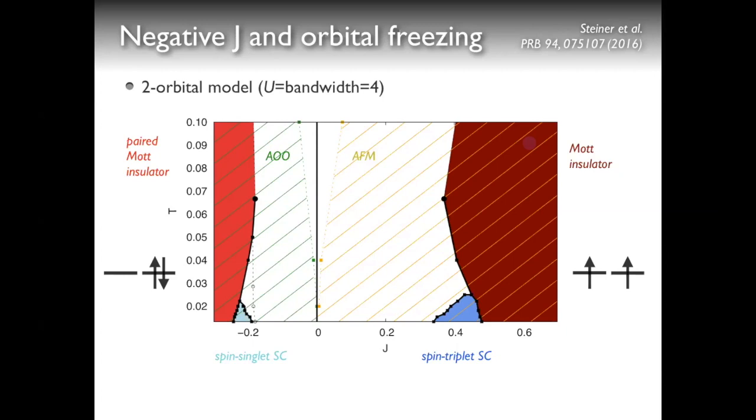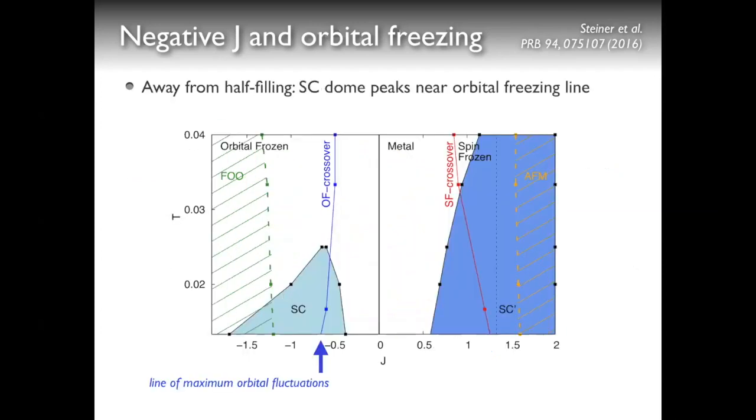Now here at half filling, these Mott insulating phases are very stable, and therefore the superconducting domes are cut off as a function of J. But if we dope this system, if we go away from half filling, then we can nicely reveal, for example, the superconducting dome on the negative J side. And the interesting fact is that this dome also is peaked in a crossover region, which in this case is the orbital freezing crossover. And in fact, for 2-orbital systems, one can easily show that if we flip the sign of J, the effect is to basically invert the roles of spin and orbital degrees of freedom. So basically spin freezing maps to orbital freezing, and the physics is pretty much equivalent.